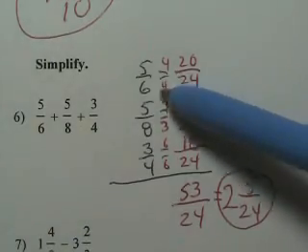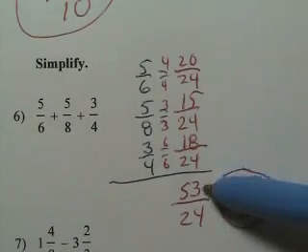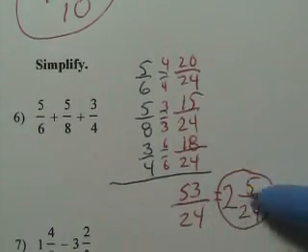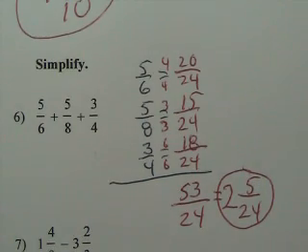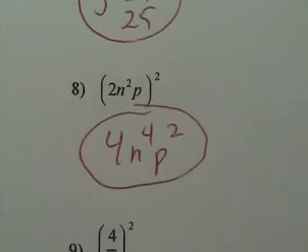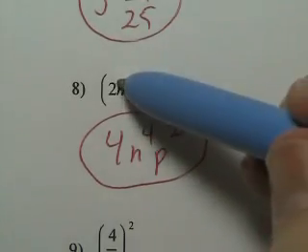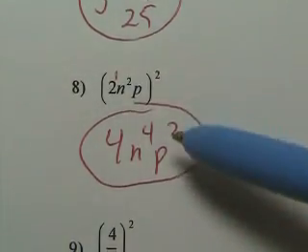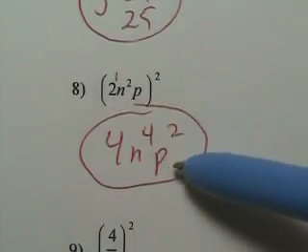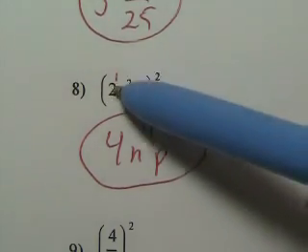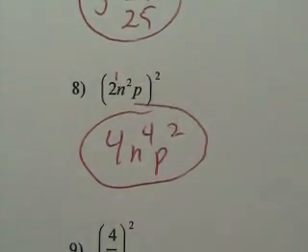Number 6, find the common denominator, which is 15. Add them all up, that's 53. That's 2 and 5 over 24. Number 8, remember we just multiply the exponents. So it's 4 n to the 4th p squared. Because that's 2, this will be 2 squared.